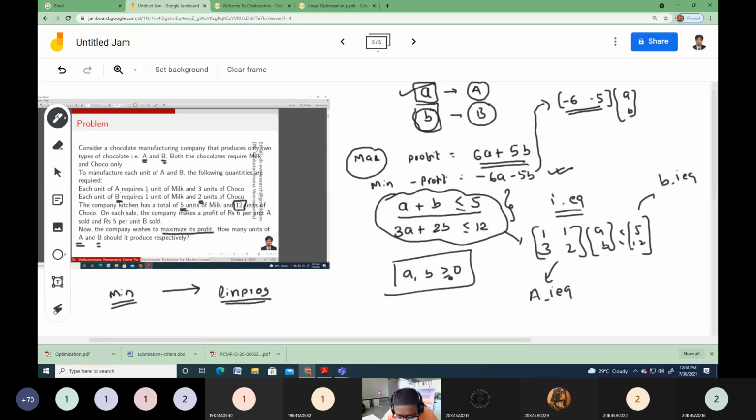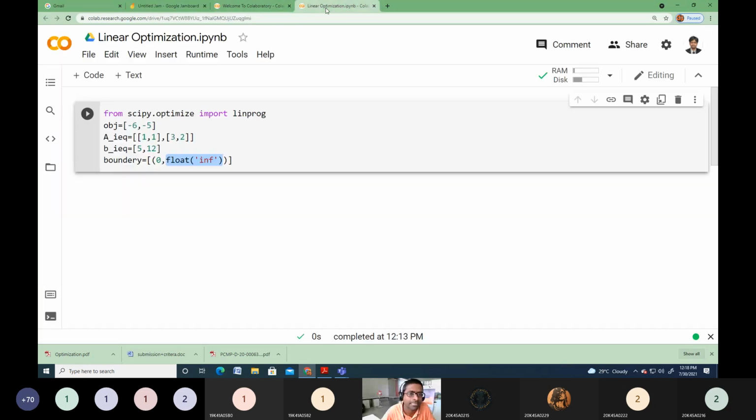I'm representing A, B greater than or equal to 0. If it's greater than or equal to 0, what will it be? I don't know, so I'm just defining it as infinity. Similarly, for B the same thing is valid. B means the number of units of the B type chocolate. So this is the limit for the A type, and this is the limit for the B type.